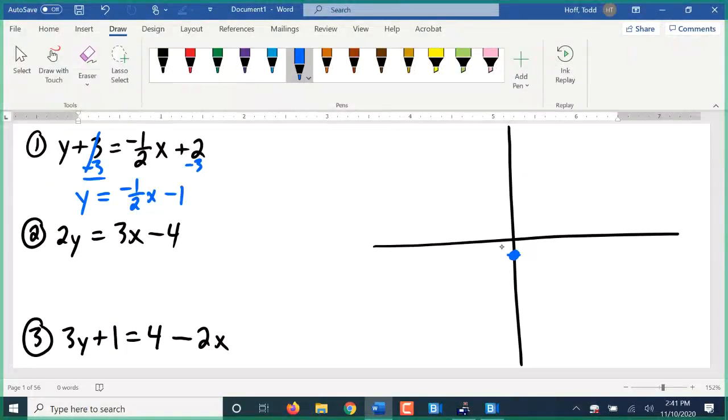Negative 1/2 means we go down 1, we run 2. There's our second point right there. So there's our line.